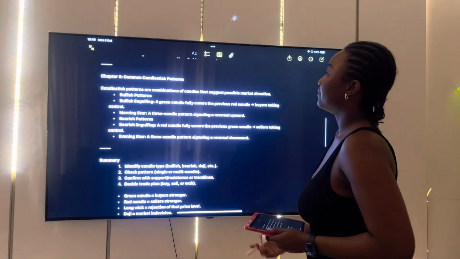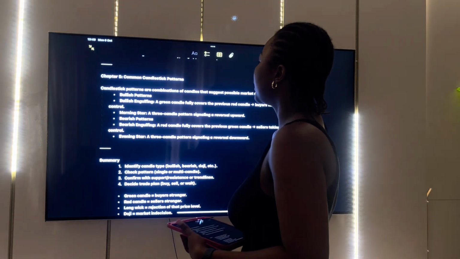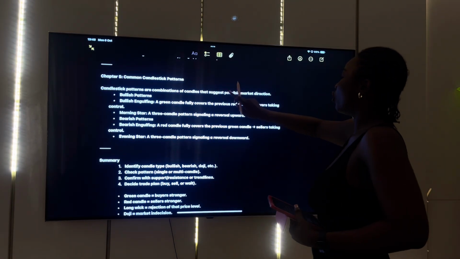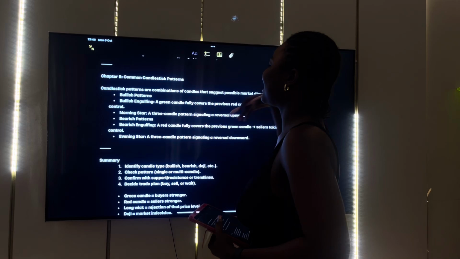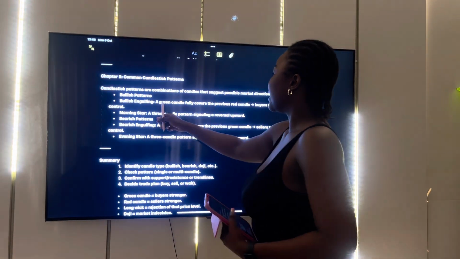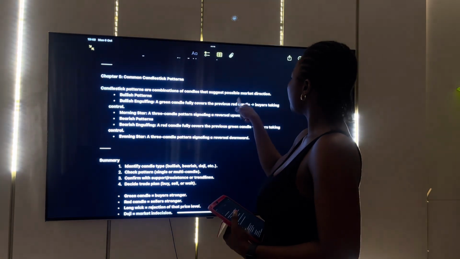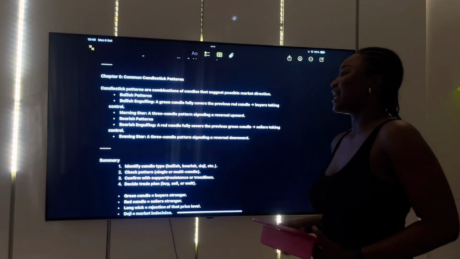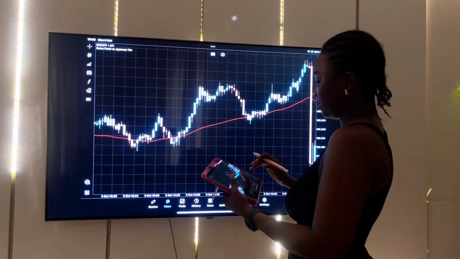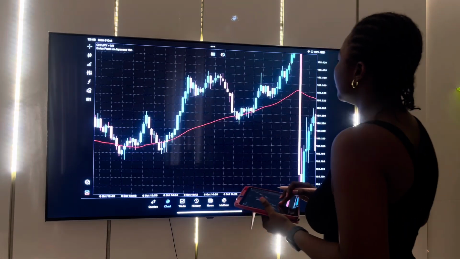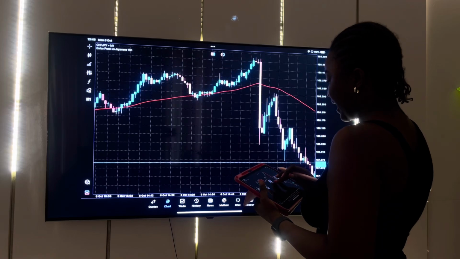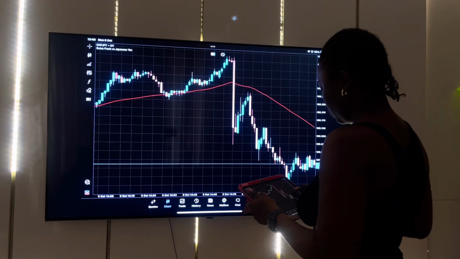Let's explain number 5, common candlestick patterns. Bullish patterns. Candlestick patterns are combinations of candles that form or suggest possible market direction. Like I explained earlier, bullish engulfing is a green candle fully covering the previous red candle, which means that buyers are taking control. Let's show you on the charts. A bullish engulfing, where the green totally covers the red, means that buyers have entered the market and price is likely to move upwards.